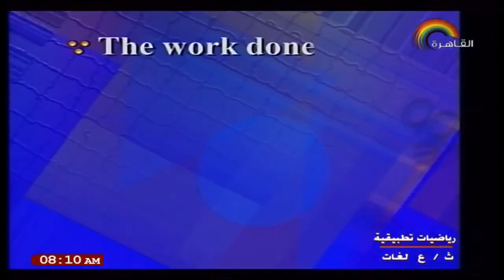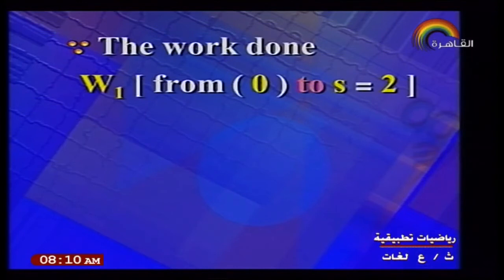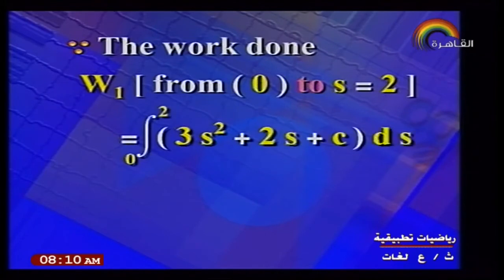Dear student, the work done W1 from 0 to s equals 2 equals the integration from 0 to 2 of 3s squared plus 2s plus c ds. Dear student, we have force F equals 3s squared plus 2s plus c. The required work done from 0 to s equals 2. The force is variable in s. You find the integration from 0 to 2.